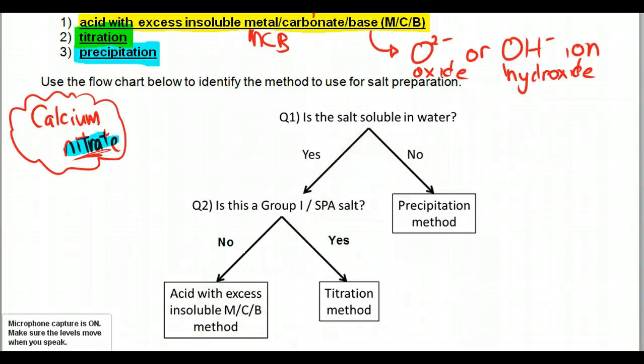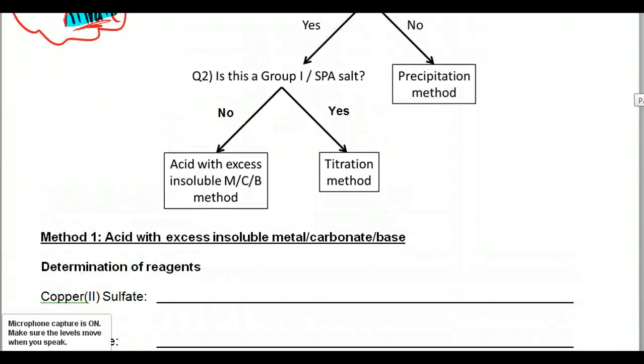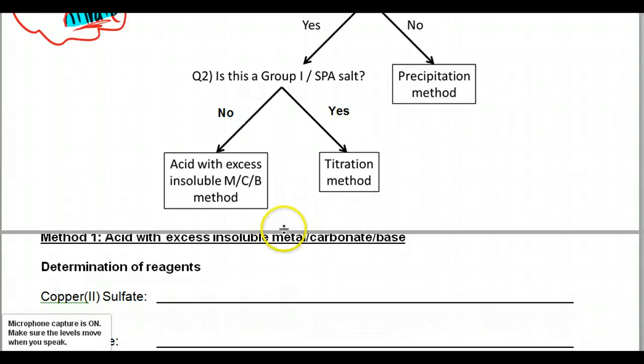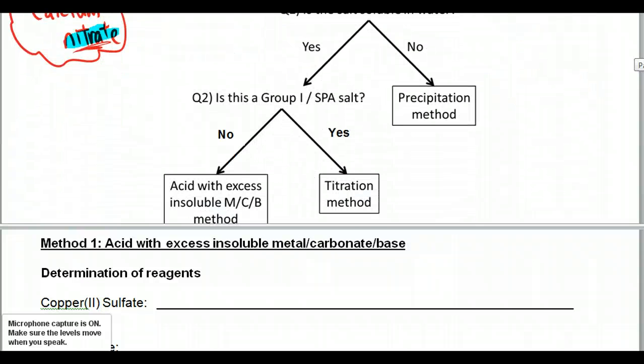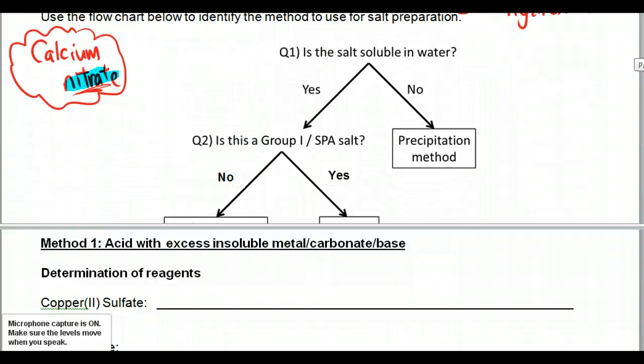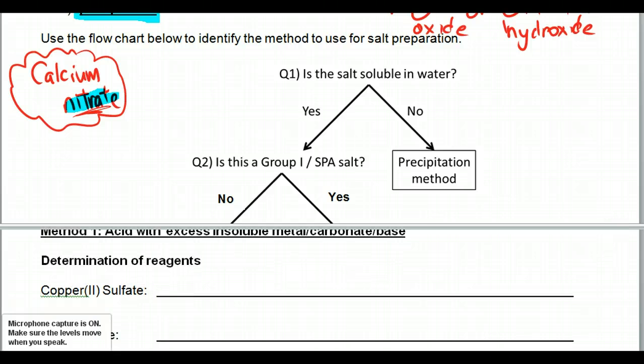Okay, we're going to go through some practices here in order for you to be familiar with the usage of this flowchart. Now, let's try the first one. Let me do a page break here. Let's try to get this up. Okay, now, the first salt. Okay, let's break this down. The first salt that we're trying to produce is the copper 2 sulfate. So for copper 2 sulfate, let's check it out.